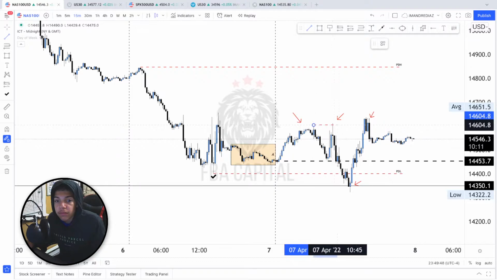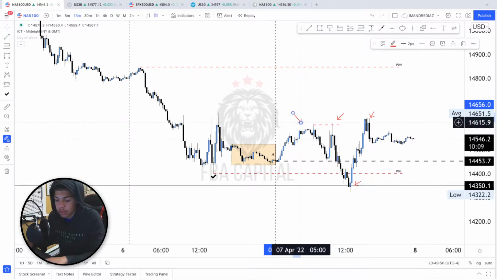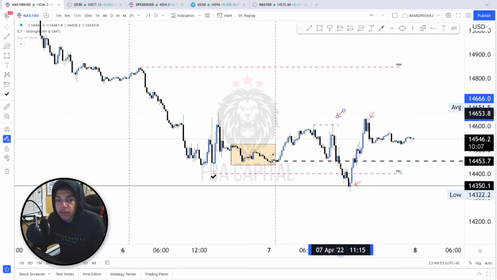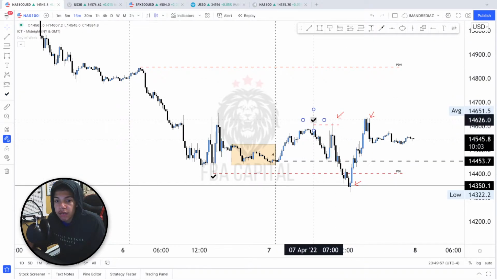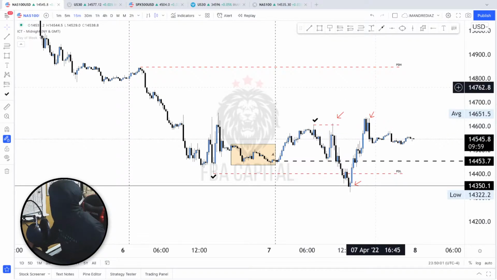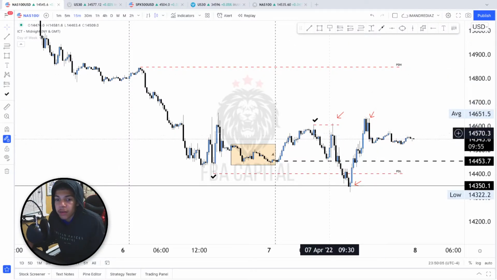But right here, this is the important part. I'm actually going to get rid of this. This high right here. Why is this important? Because, for one, this high got ran through at what time? 10 in the morning. And what does that tell us? What was today? Today is Thursday. There actually wasn't news at 10 o'clock. But we had this high get ran through at 10 o'clock.